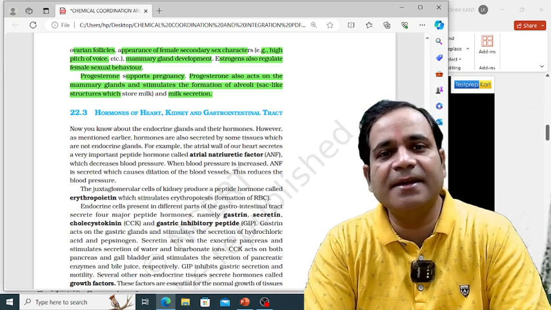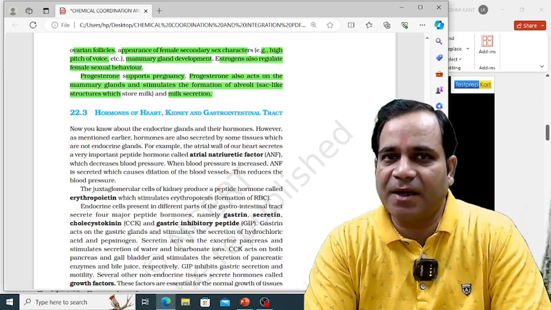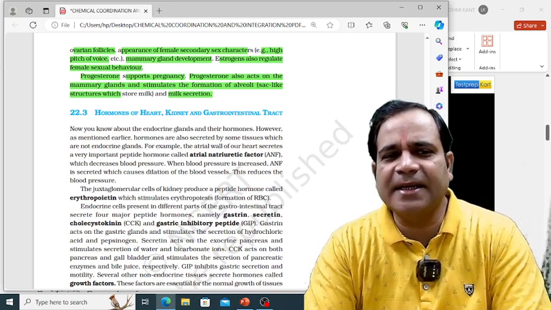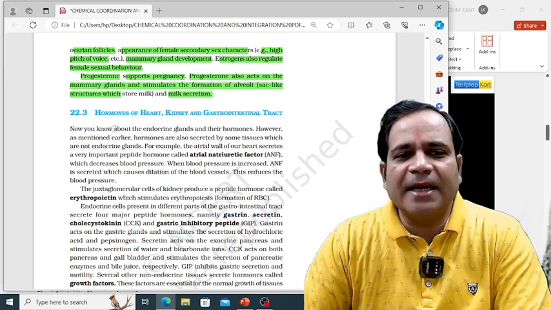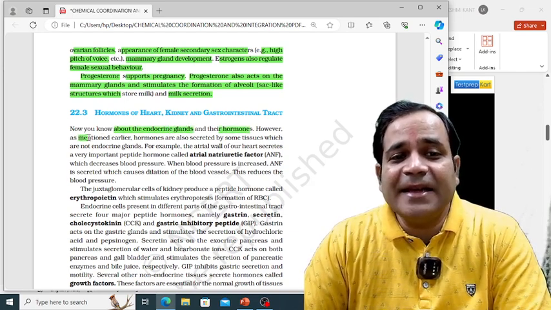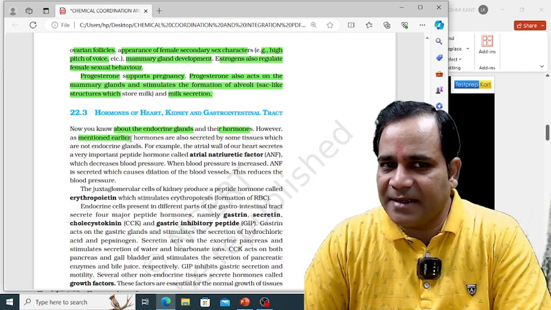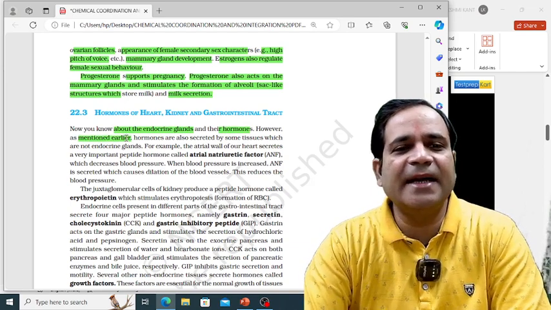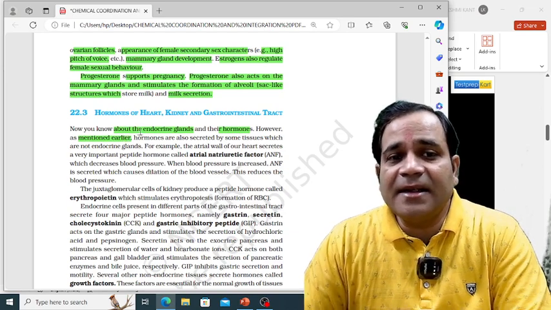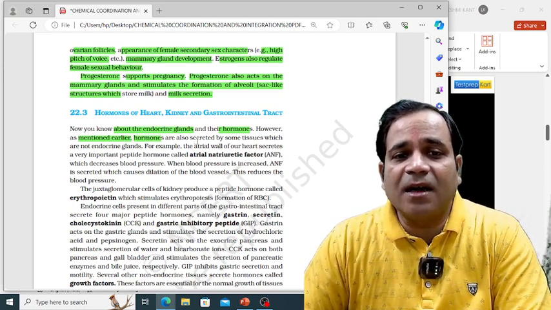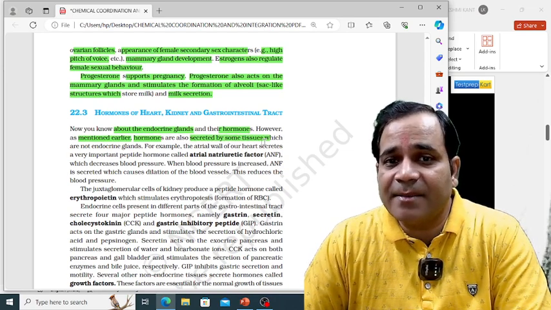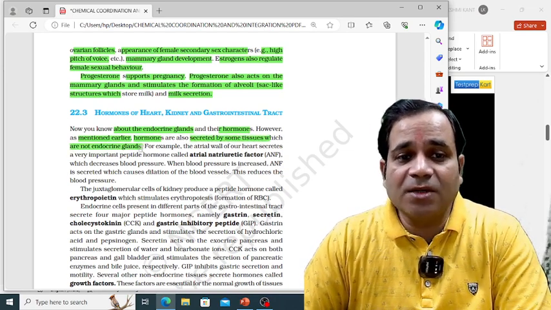Again, I'm repeating here, the tract where digestion occurs. Now the point to understand here is that you know about the endocrine glands and their hormones, as mentioned earlier. And these hormones are also secreted by some tissues which are not endocrine glands.